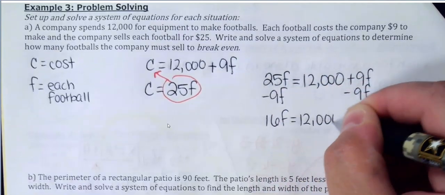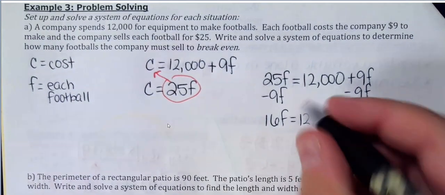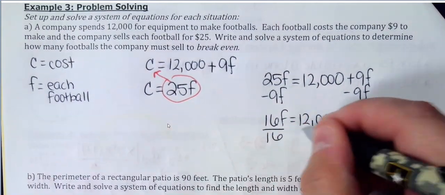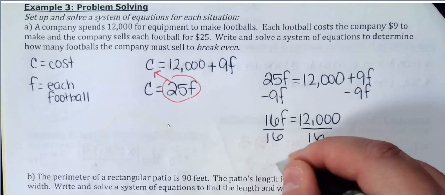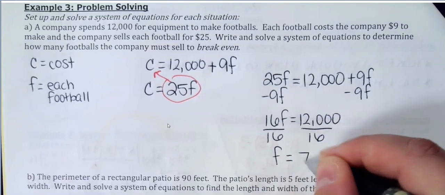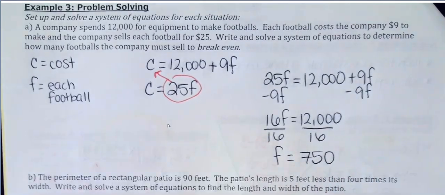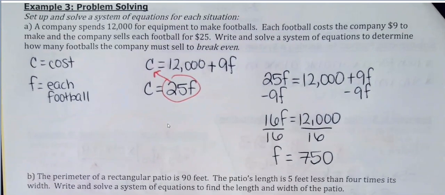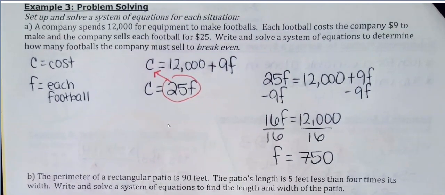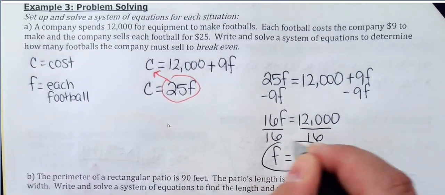And we'll get 16 times our number of footballs equals 12,000. I'm going to divide by 16. I'm trying to pay off this equipment. And you'd end up with 750. So to break even, to pay off their equipment, they're going to have to sell 750 footballs.